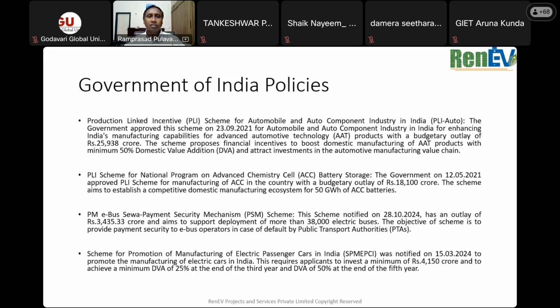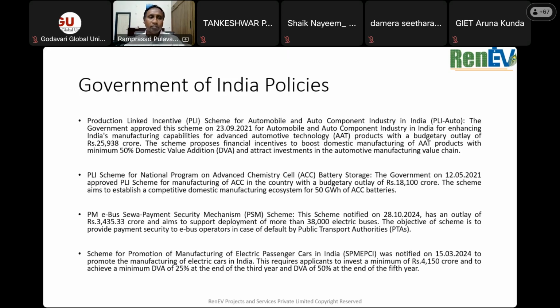And then the next scheme is PLI, Production Linked Incentive Scheme for Advanced Chemistry Cell Battery Storage. This also was launched in 2021 with an approximate budgetary outlay of 18,100 crores. This is more specifically focused on battery manufacturing in India.